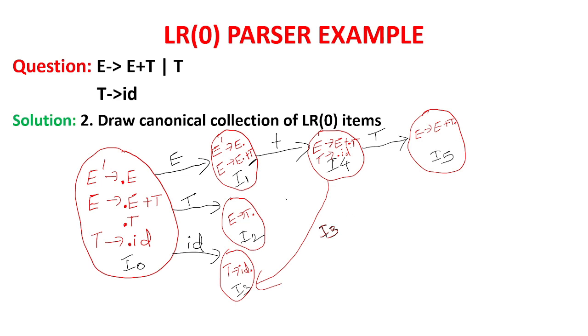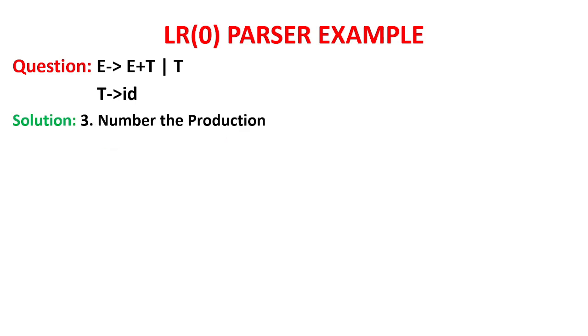So now this is called the canonical collection of LR0 items. Now based on this, we have to first number the productions. Don't take the augmented production, rest everything we can take. So the first production is this, the second production is this, and the third production is T goes to ID. So these are the three productions, first, second and third. I have numbered them.